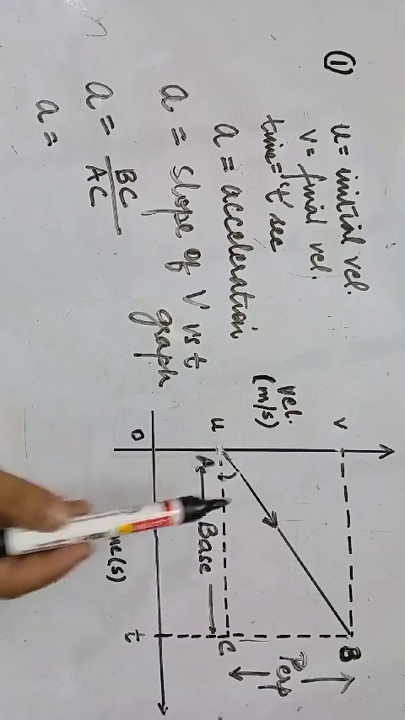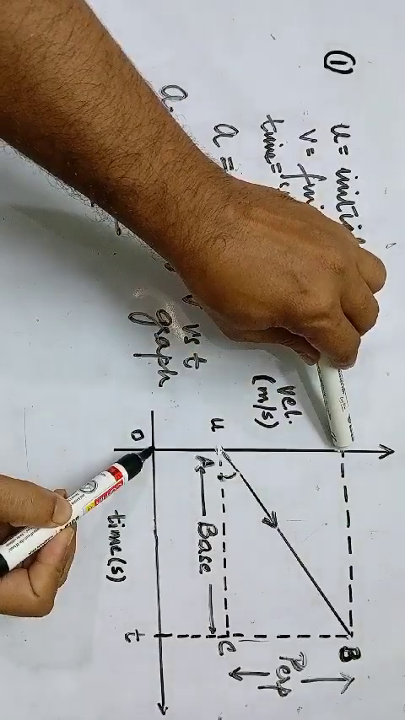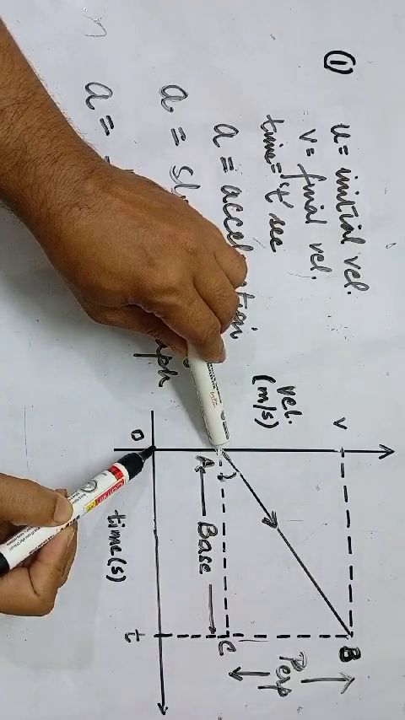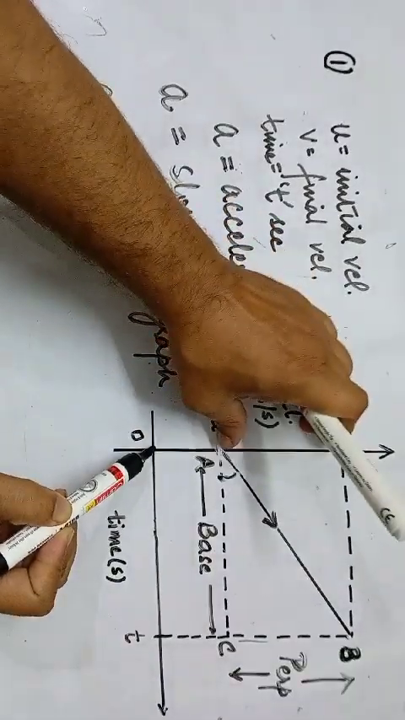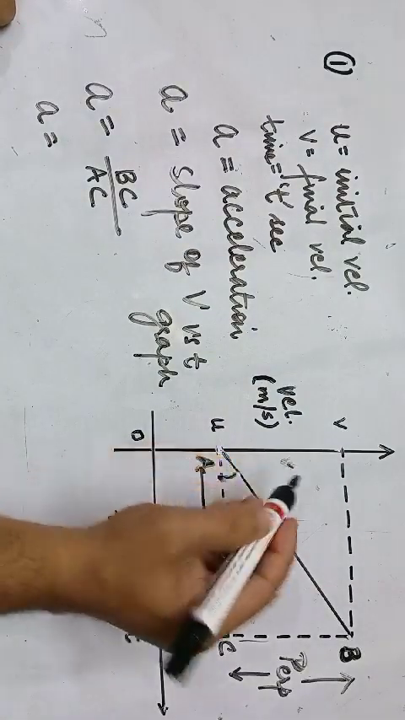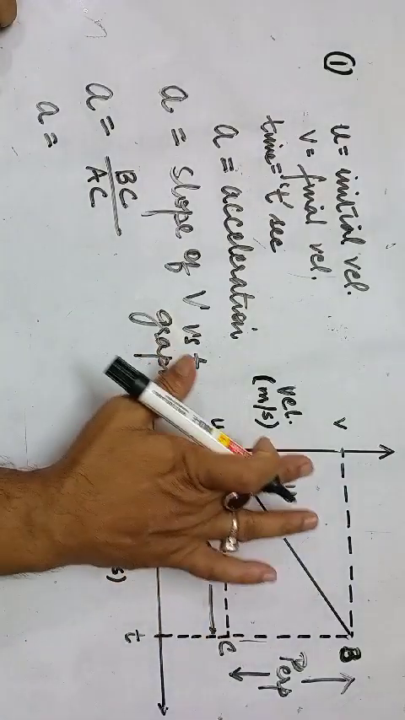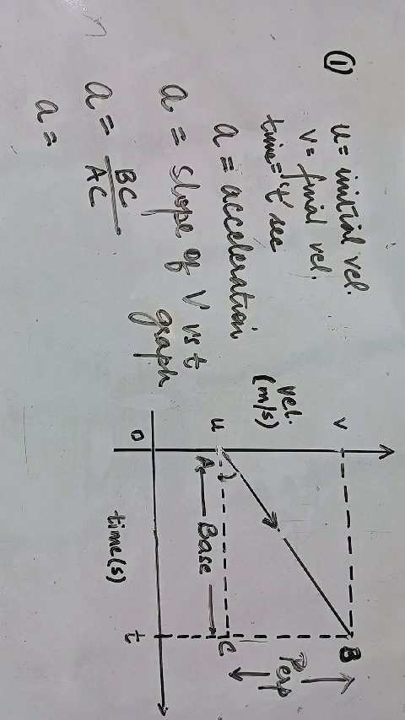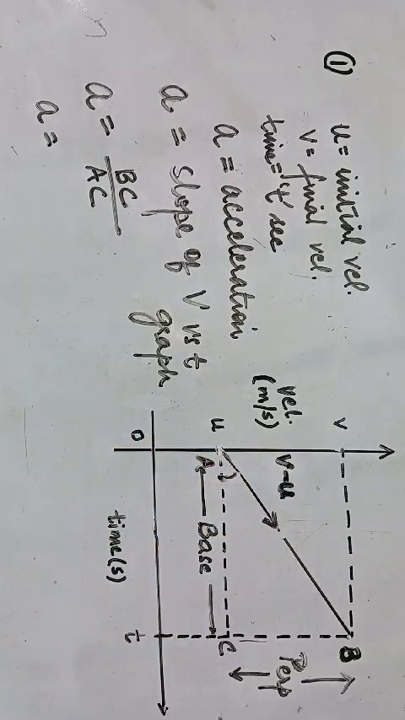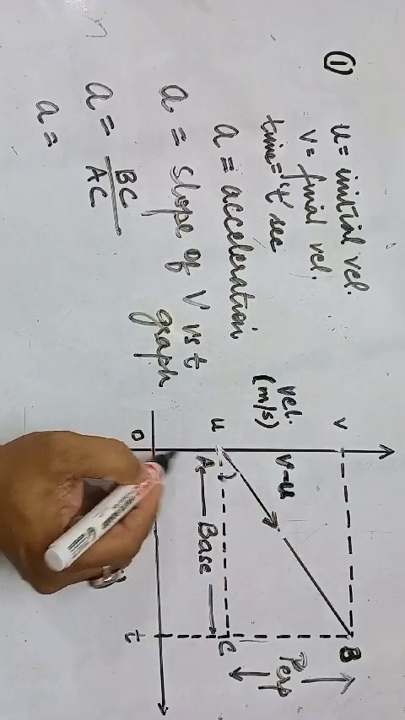So isn't that easy? You see children, from origin up to this point it is V. Okay, and from origin up to this point it is U. So how much is this going to be? This is naturally going to be V minus U. Okay, so this is going to be V minus U, because this entire thing was V and this thing is U.